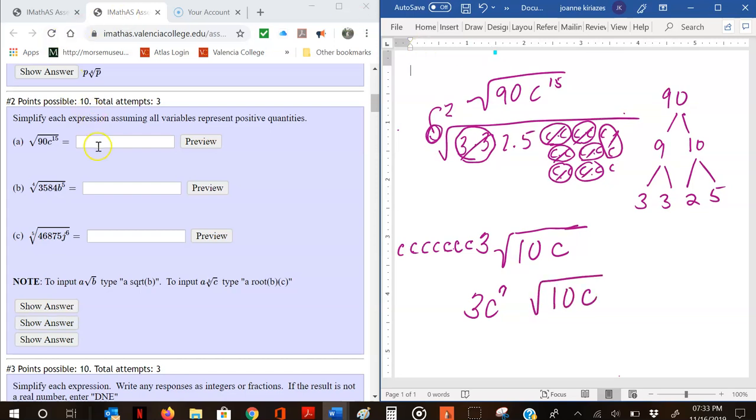So when you enter this, be very careful. 3 C to the 7th, put a space, and then if you want to use the square root, just put square root of 10C. We'll check that one. Looks good. Let's try the next one.